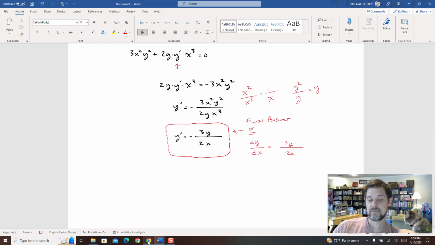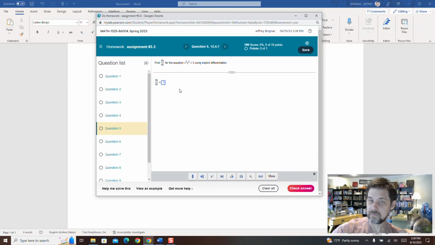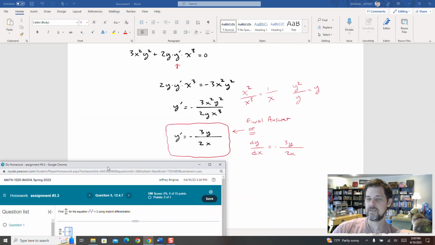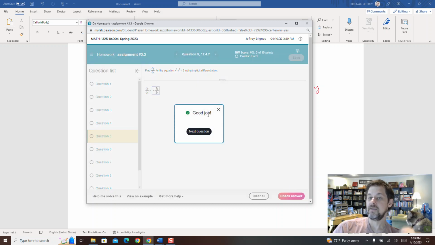So all right, let's try putting that in just to finish this off. So I'll do negative, and I want a fraction. What was it? 3y over 2x. Okay, so 3y over 2x. Okay, and I check it, and it's correct.